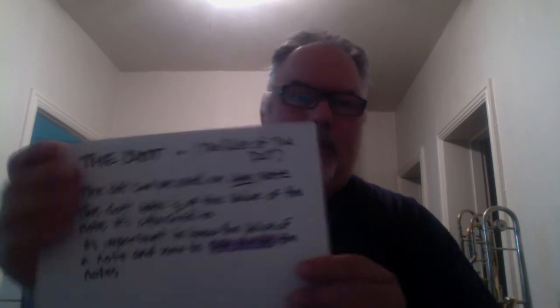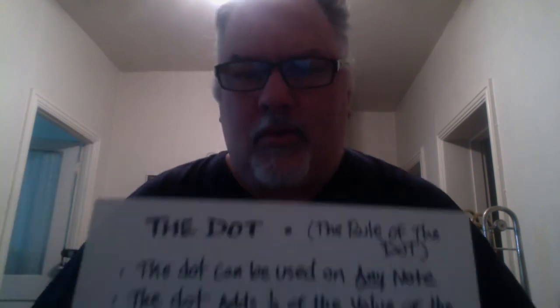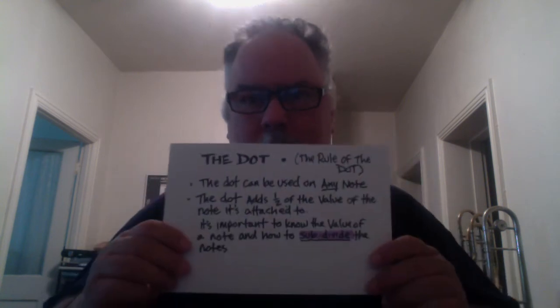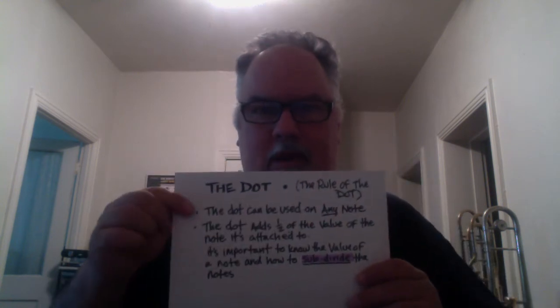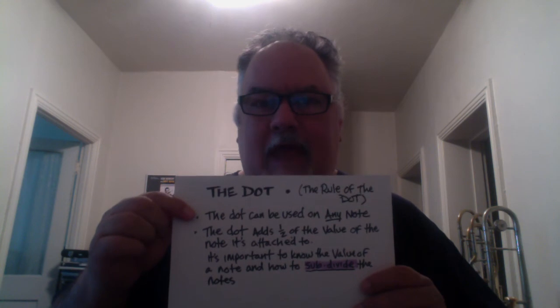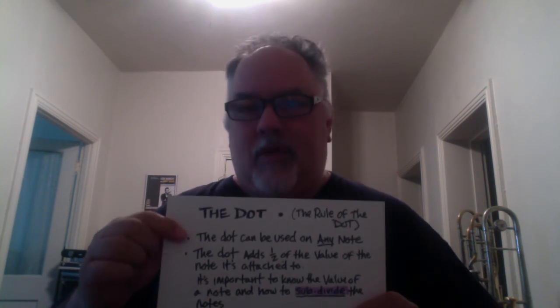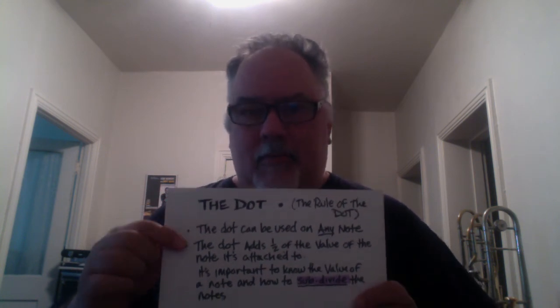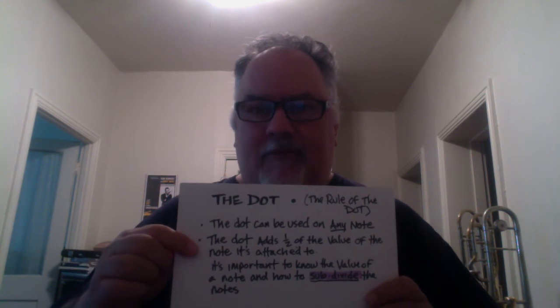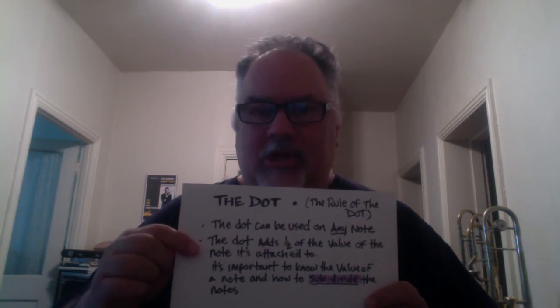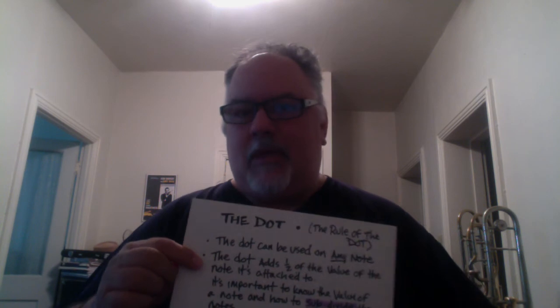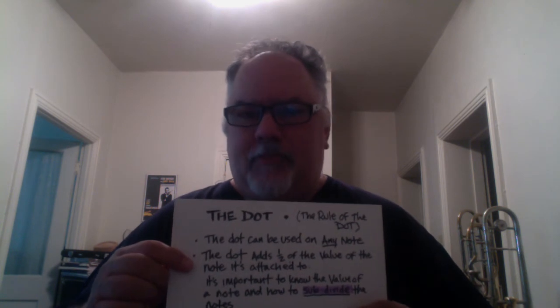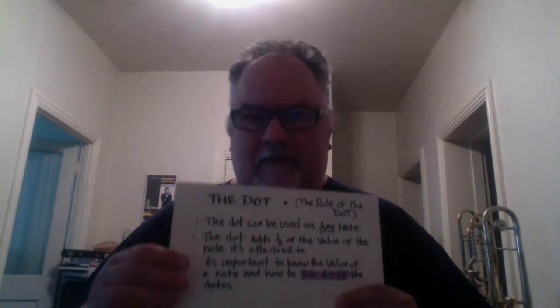I made up a nice little thing here: the rule of the dot. The dot can be used on any note. Any type of rhythm can have a dot on it. The dot adds one half of the value of the note it's attached to. Now that might be a little confusing, but we're going to look at why that is.